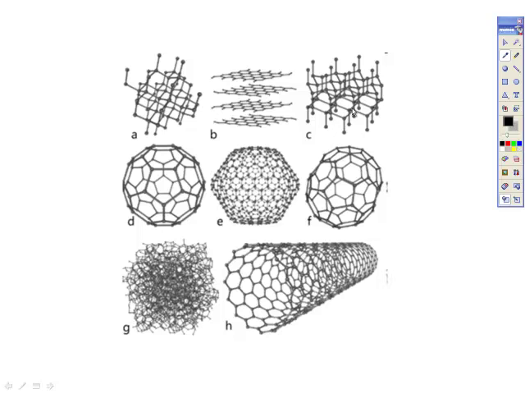Letter C looks like diamond again, but I'm not quite sure. This might be charcoal, just slightly different. These are your fullerenes or buckyballs. This is just kind of amorphous carbon all lumped together. And this is a carbon nanotube, which is starting to become a huge field, nanotechnology, nanotubes. You can see it's kind of a hollow structure. So some cool stuff to do with carbon.